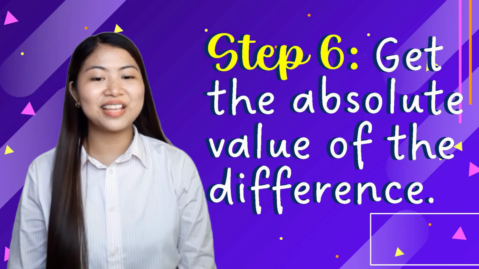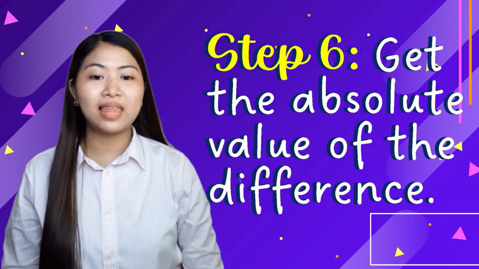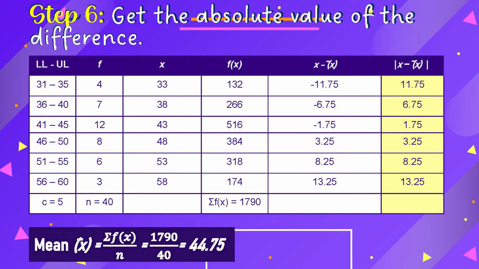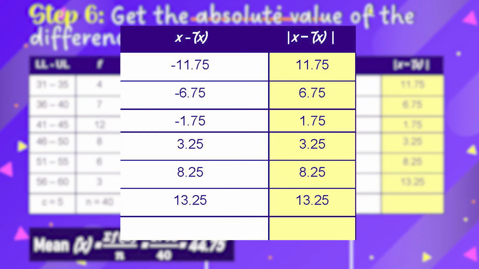You are almost there. As you reach step number 6, get the absolute value of the differences. Step 6, we are going to get the absolute value of the differences, or simply get the positive version of that number. Given that we have negative 11.75, the absolute value will be 11.75. Negative 6.75, the absolute value is 6.75. Negative 1.75 is 1.75. 3.25 is 3.25.